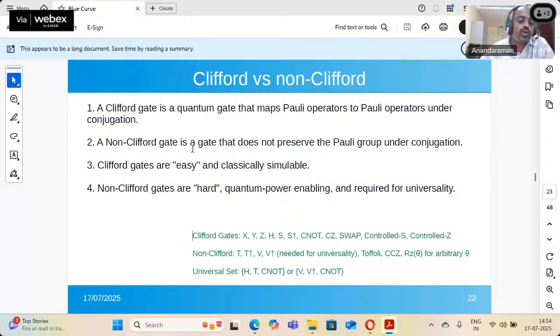So a Clifford gate is a quantum gate that maps Pauli operations to Pauli operations under conjugation. After the interaction, the output is also a Pauli operation, then it is called a Clifford gate. If the output is a non-Pauli operation, then it becomes a non-Clifford gate. A non-Clifford gate is a gate that does not preserve the Pauli group under conjugation.